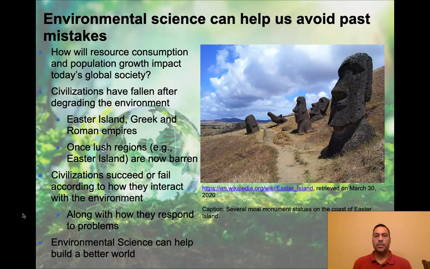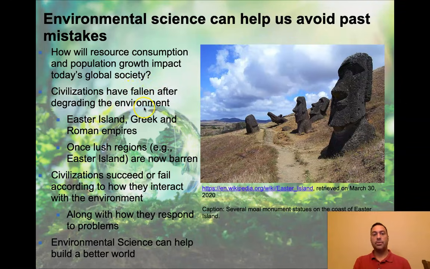Now, understanding what environmental science is and how to apply it can help us avoid past mistakes. So how will resource consumption and population growth impact today's global society? We're growing. What is the impact going to be? How is it going to change things? How do we decide how to allocate what resources in the directions that we want them to go?